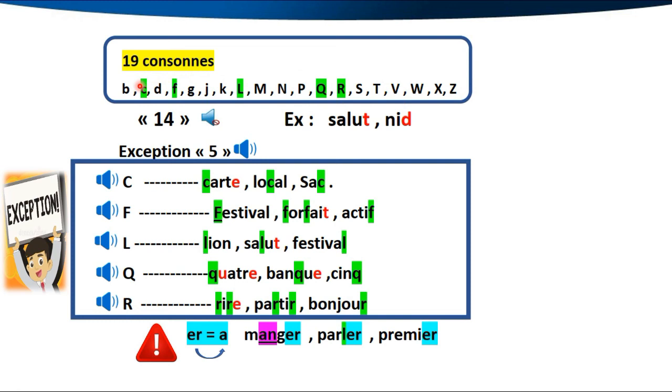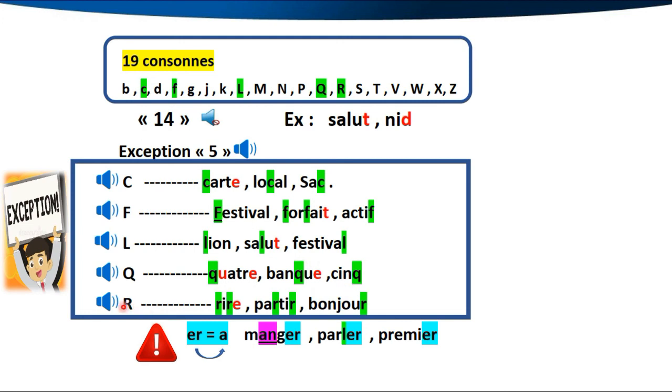Consonant letters: when they come in the beginning, I see it. In the middle, I see it. But in the end, look at the red one, I will not see it, except 5 letters only. Lettre C: I see it in the beginning, in the middle, in the end also. Carte, local, sac. F: festival, forfait, actif. L: lion, salut, festival. Lettre Q: banque.